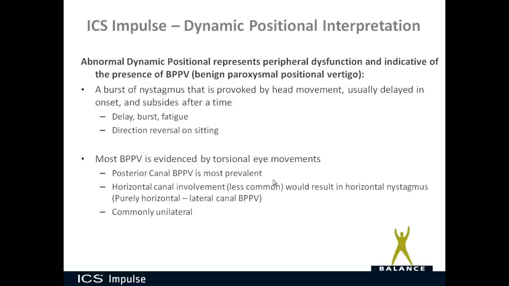Most BPPV, again, is evidenced by torsional eye movements. Posterior canal BPPV is most prevalent. Horizontal canal involvement is less common and typically results in horizontal nystagmus. So purely horizontal nystagmus is usually lateral canal or horizontal canal BPPV. And BPPV is commonly unilateral. It's not as common to have bilateral BPPV.